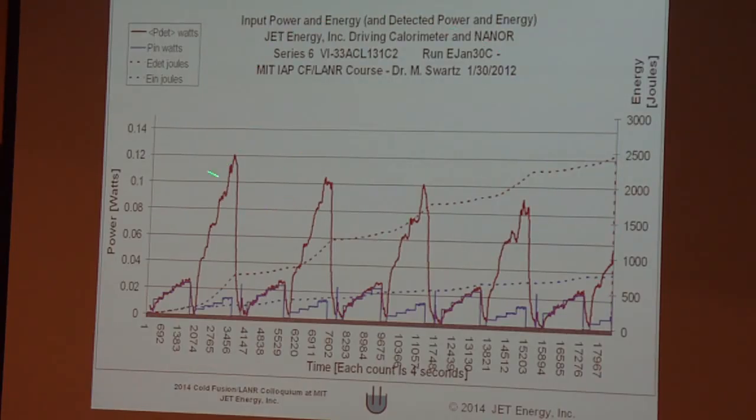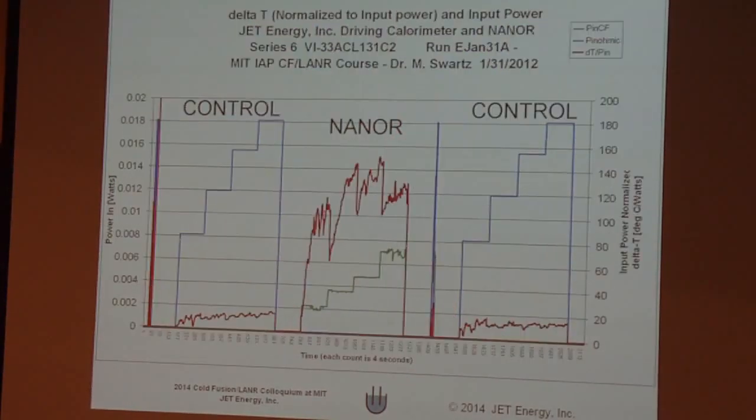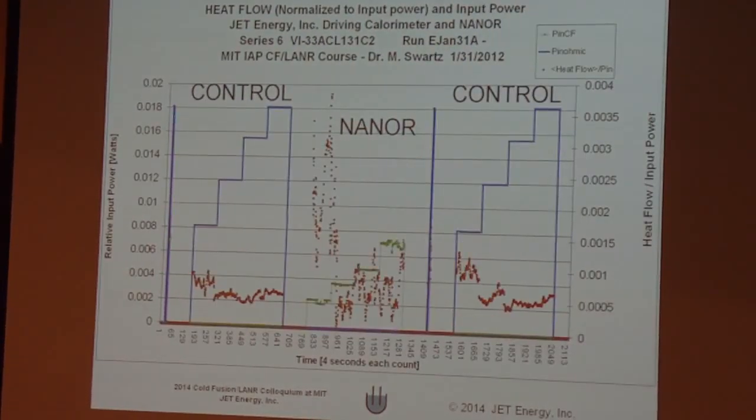And here's the full bore calorimetry of that evening. Here's our energy gain. It's this to this, this to this. You don't take the ratio of that to that. It's calorimetry. Anyway, I'll just go through some more.